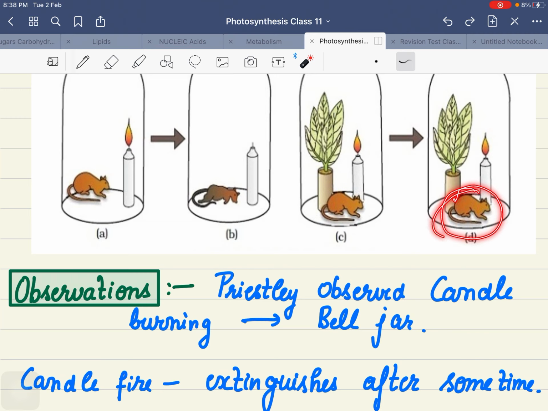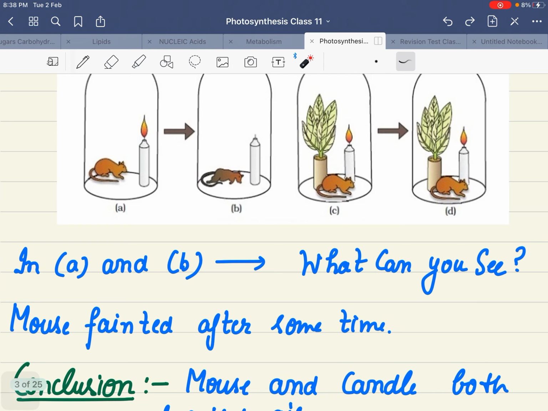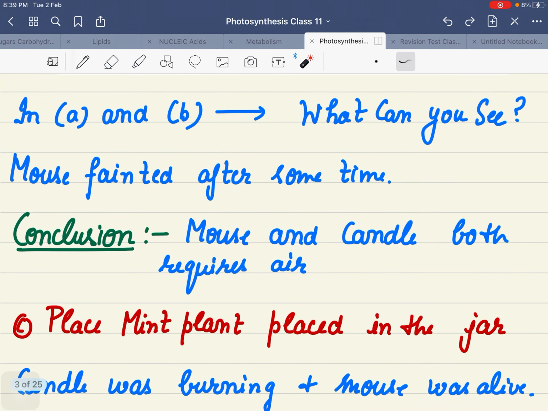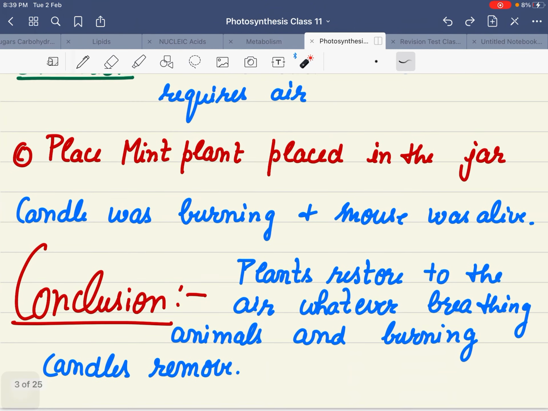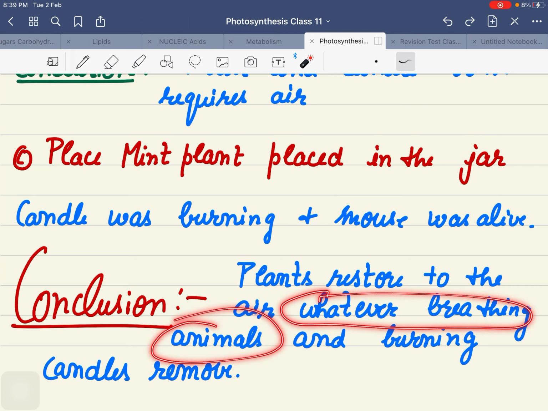Sorry, I was saying mice. Mouse also survived, as well as the candle was also burning. So basically in A and B, the mouse fainted after some time, but in C and D, the mouse and candle both survived. So basically after putting the plant, he gave the conclusion that plants are using the air, whatever air is removed by breathing animal.